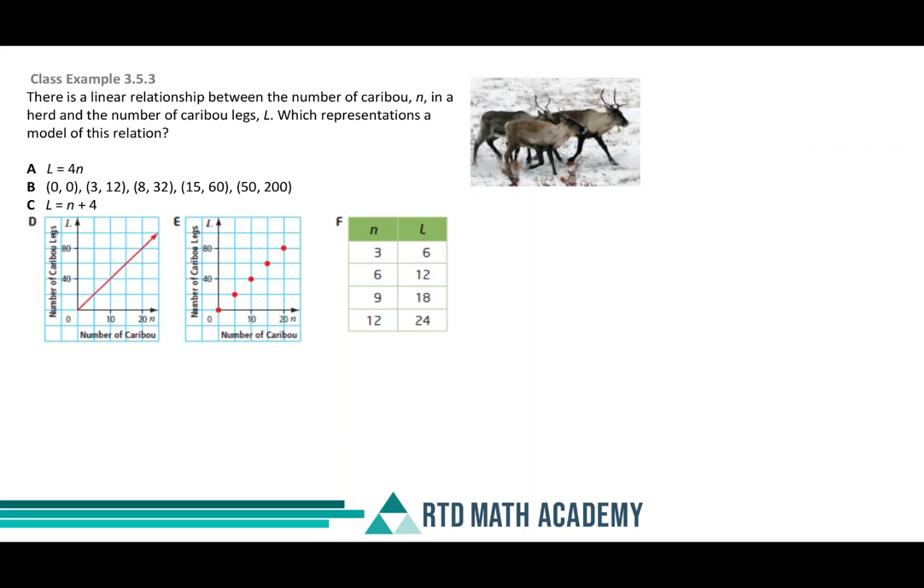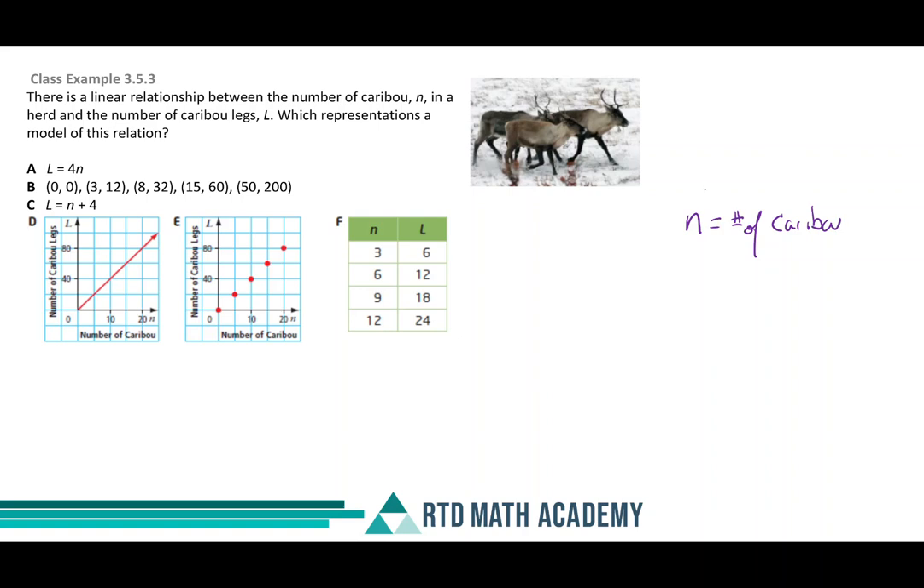Class example 3.5.3. Look at those lovely caribou over there. There's a linear relationship between the number of caribou, which is N, in a herd, and the number of caribou legs, which is L, which represents a model of this relation. So first of all, let's just think about what N is. N is equal to the number of caribou.